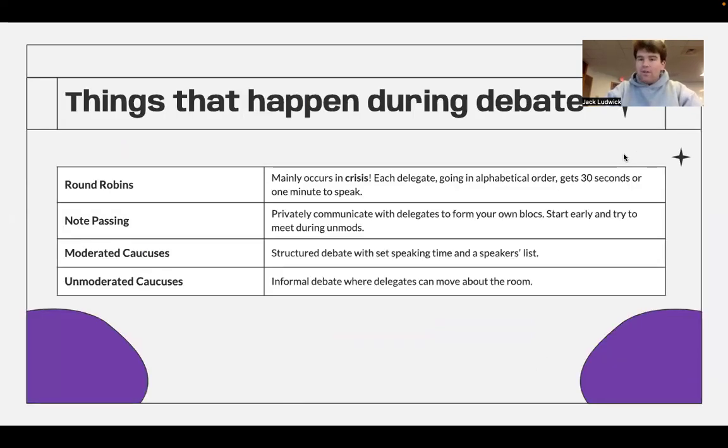All right, quick rundown of a couple things that will happen in committee. Round robins, these will really only occur in crisis and specialized committee.